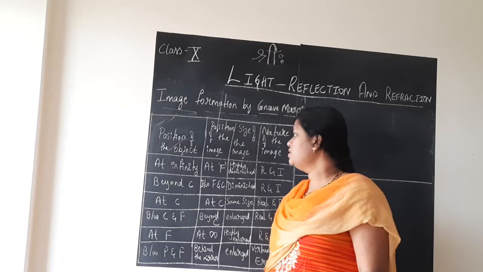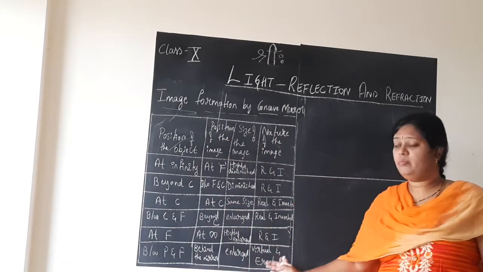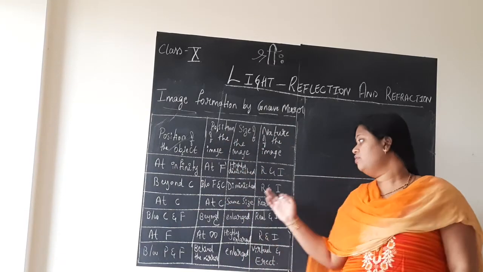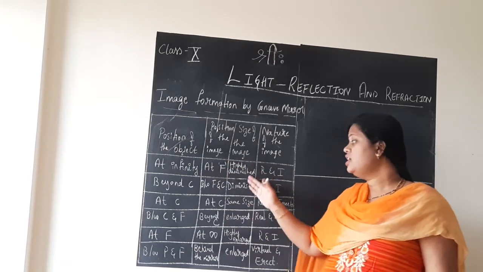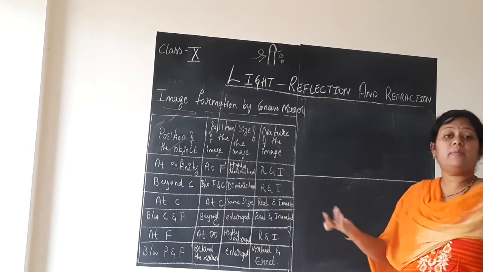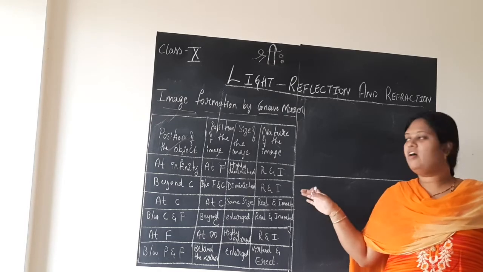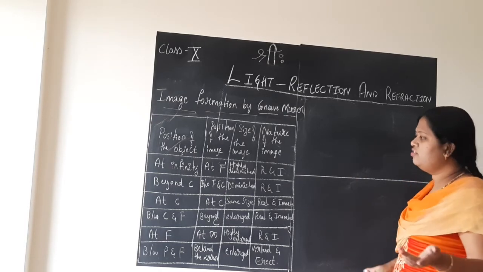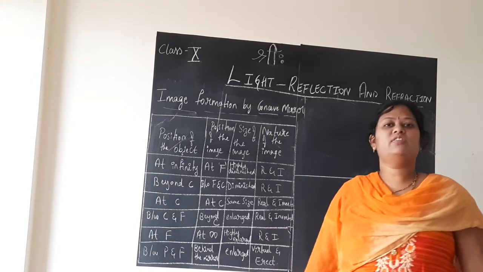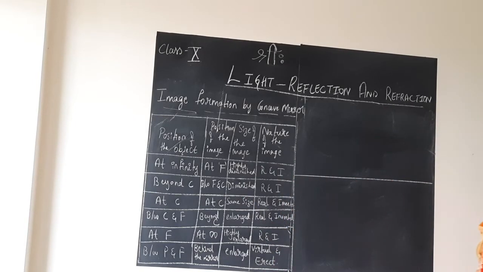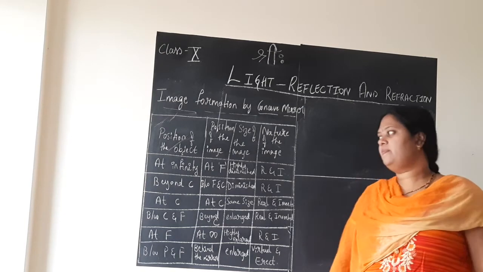You may be wondering by this time, oh my god, how to remember such a big table? It is so confusing. How to remember these different positions of the image, size, nature of the image. How to remember it? Don't worry at all. I am here to teach you. Hint for that: closing your eyes, you can write the table. I will prepare you in such a way. For that, children, I will help you with the help of ray diagrams.